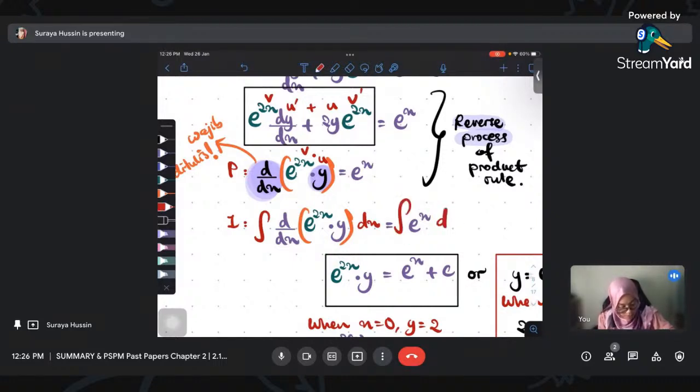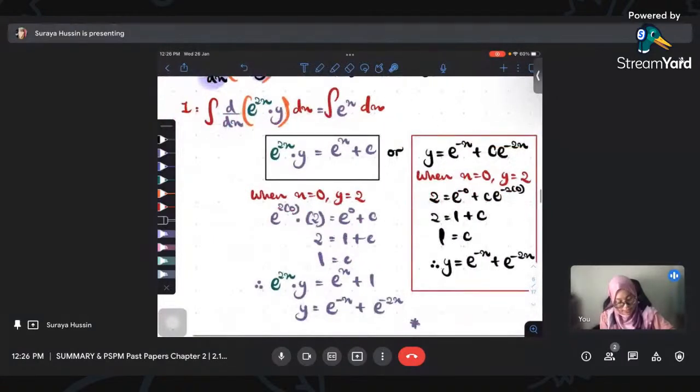Yang ini pun sama. Integrate both side. Dia tak boleh integrate belah kiri je. Dia mesti integrate both side. Integrate both side and you will get here. Both side, okay? And belah kanan sentiasa ada plus C lah. Usually dekat bahagian X sahaja yang ada plus C. Okay?